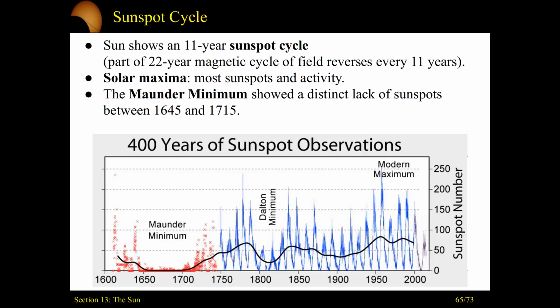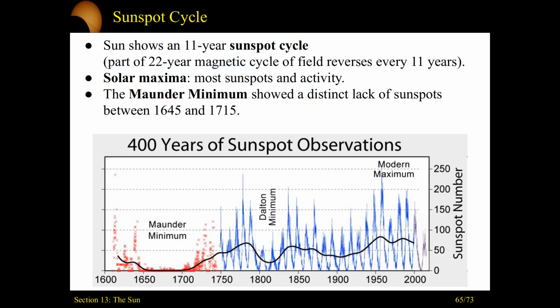Now the frequency of sunspots we see in the sun, it follows what we call this 11-year sunspot cycle. Now I'm sorry, this is going to be a little bit confusing, so I'm going to say this twice just to try and clarify this. This sunspot cycle, this 11-year, is actually part of a full 22-year-long cycle.